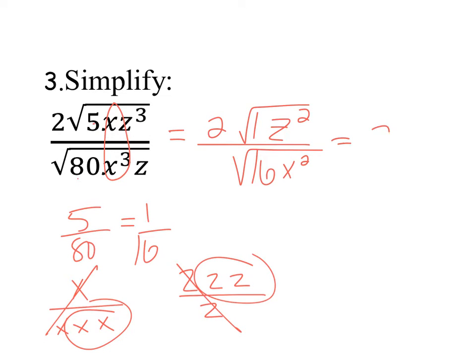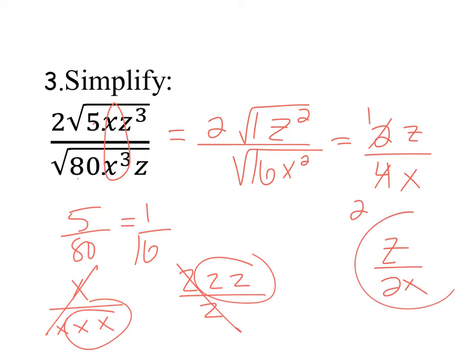Then you'll just take the square root. The square root of 1 is 1, you don't have to write that. And the square root of z squared is z. The square root of 16 is 4. Square root of x squared is x. And then 2 over 4 reduces to 1/2, and you're left with z over 2x.